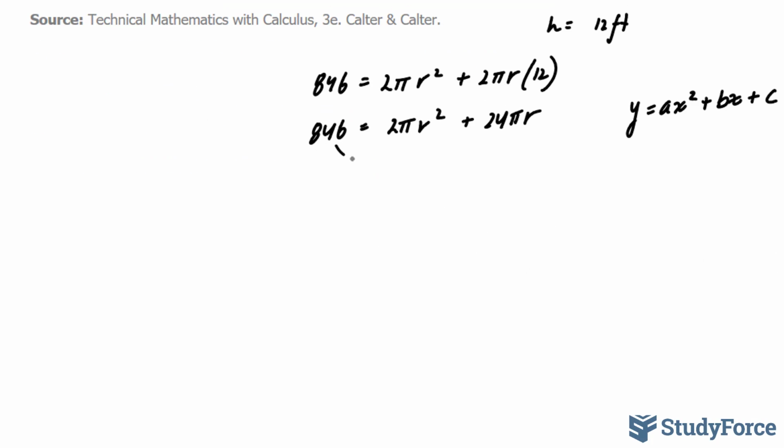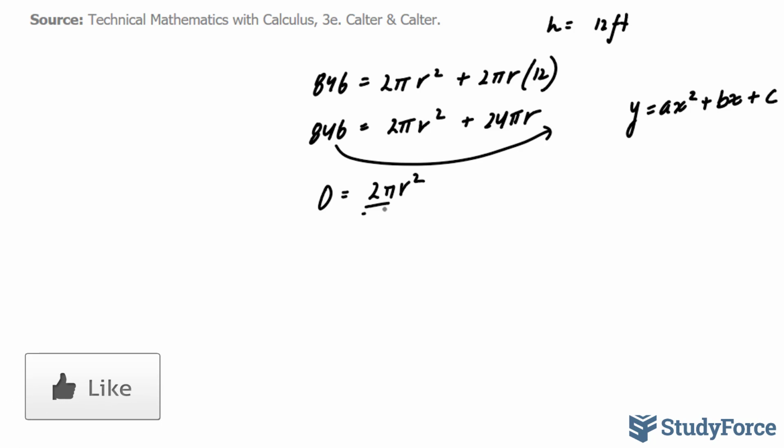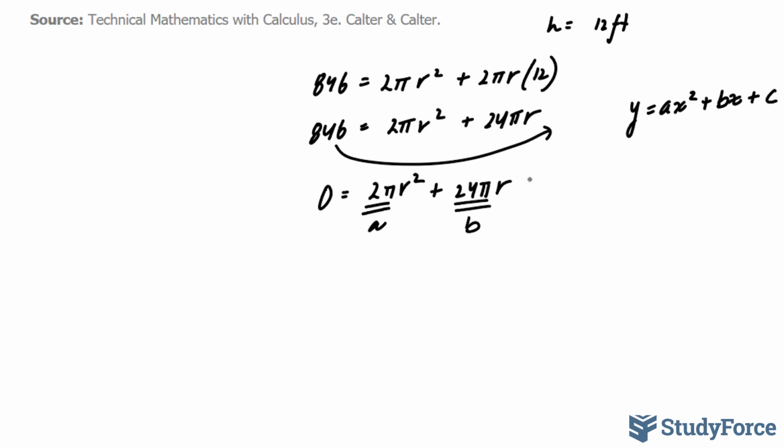To do that, we'll move this over, and this gives us 0 is equal to 2 pi r squared. This will serve as my a, plus 24 pi r. This will serve as my b, minus 846. This will serve as my c.